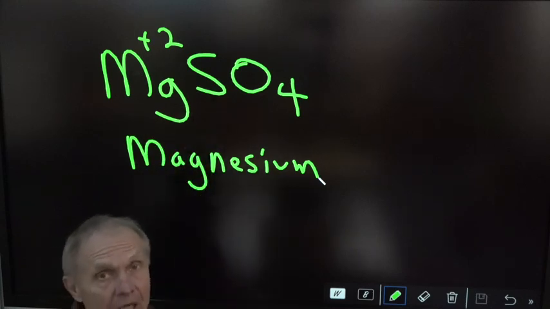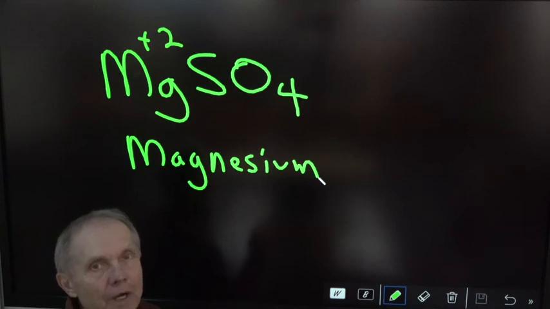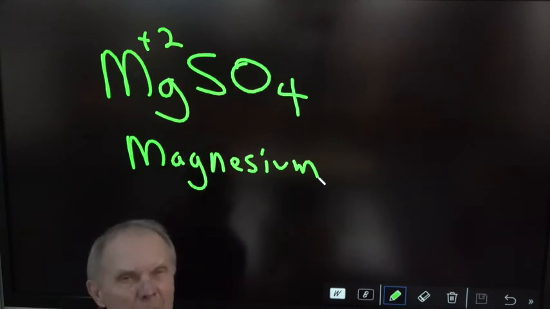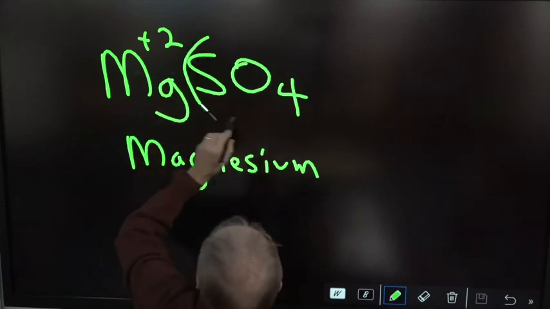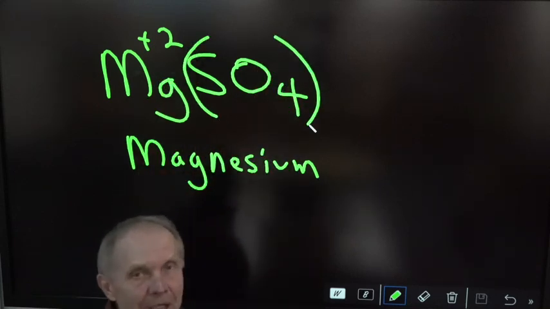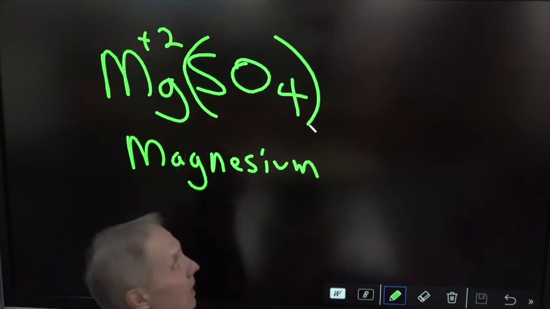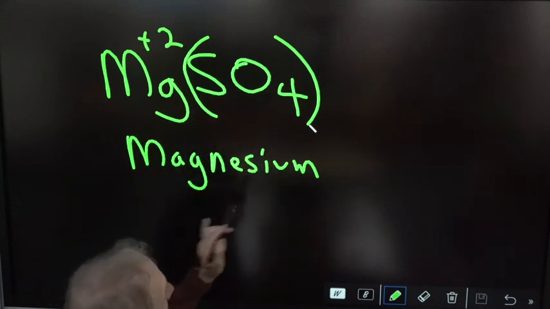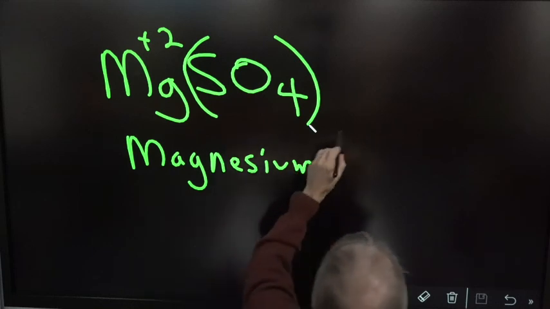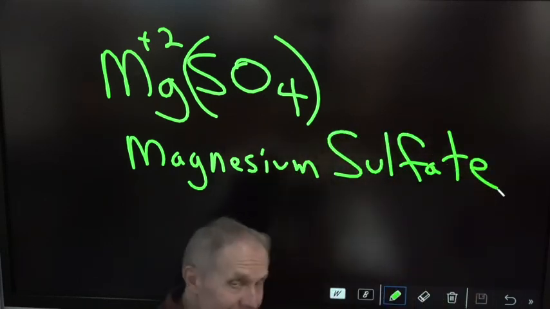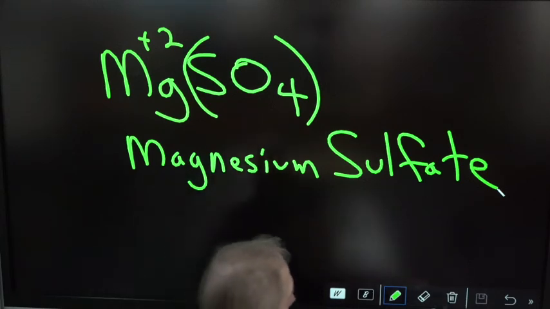Now, this is not magnesium sulfur oxide. That is a polyatomic ion. You have to know, and what I tell my kids is, if you detect a polyatomic ion, put it in parentheses and then name it. So this is magnesium. You look on the polyatomic ion chart, that's sulfate. So the name of this thing is magnesium sulfate. That's it. That's all.